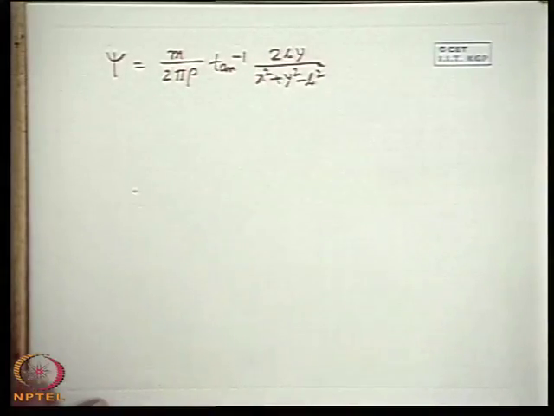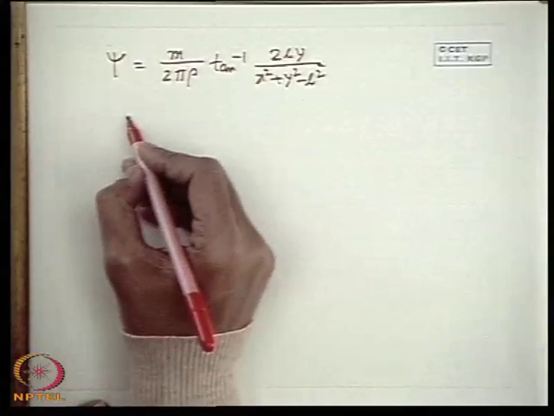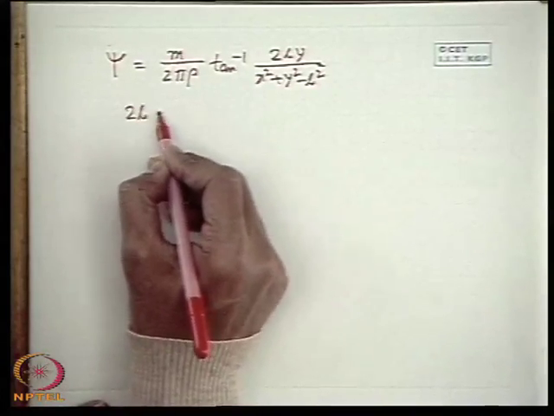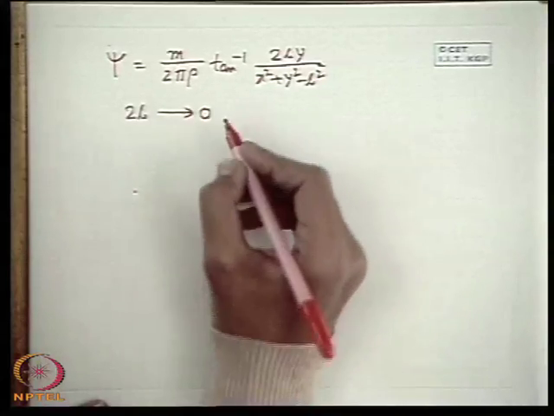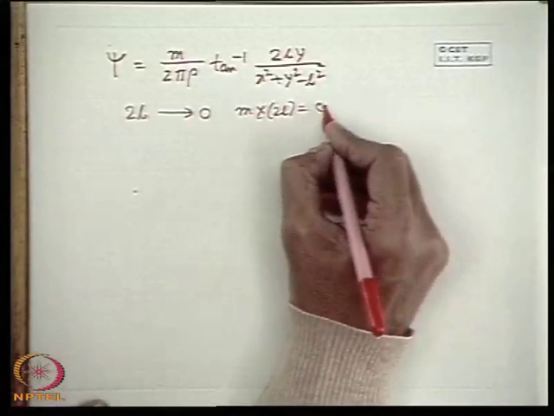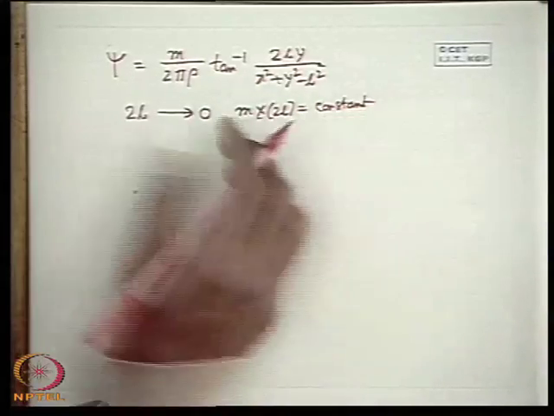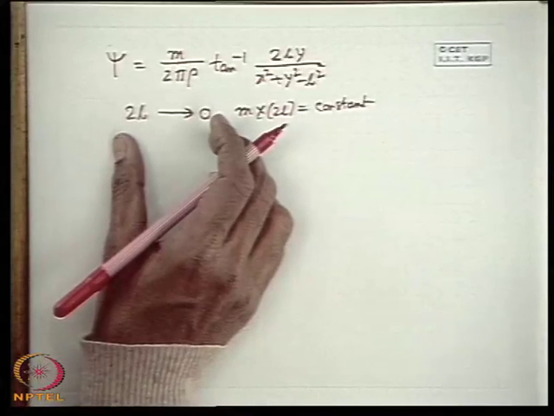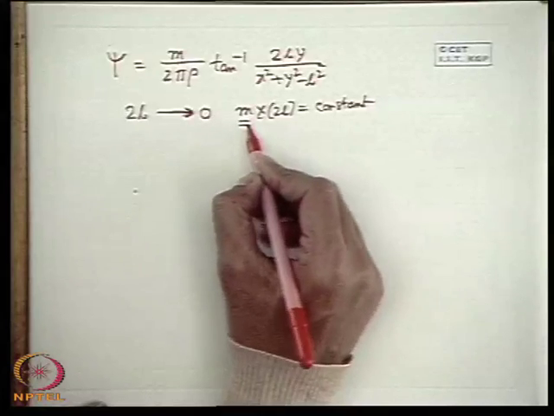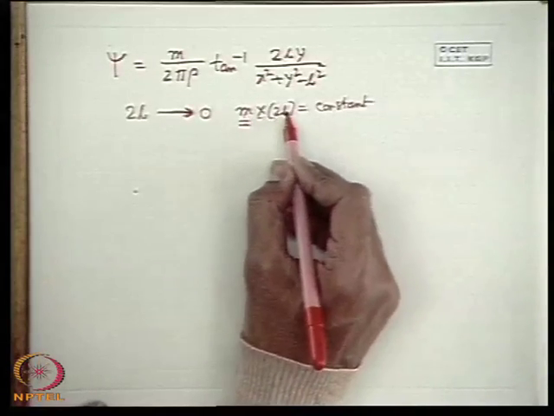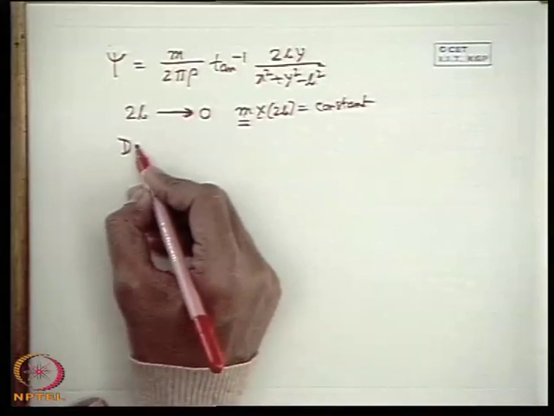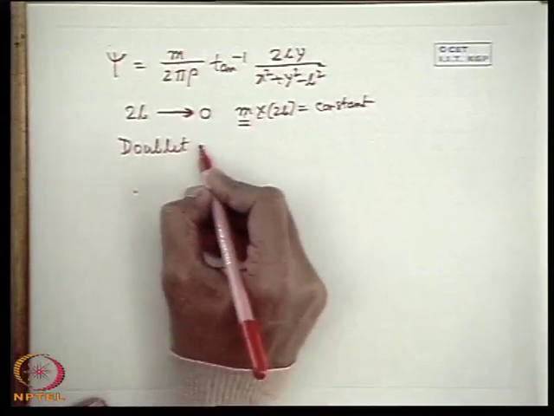Now we will consider a case where the source and sink are placed in such a way that the distance between them tends to 0 with the condition that the strength times the distance remains finite or constant. That means the source and sink are kept at a distance and ultimately they approach each other, the distance between them tending to 0 with the constraining equation that the product of the strength and the distance of separation is constant. So the flow field which is arrived at this way is known as a doublet or dipole.